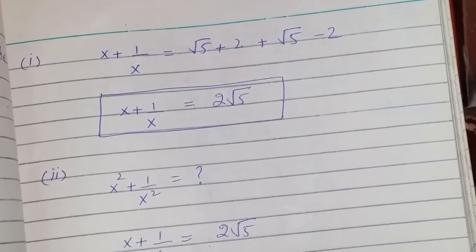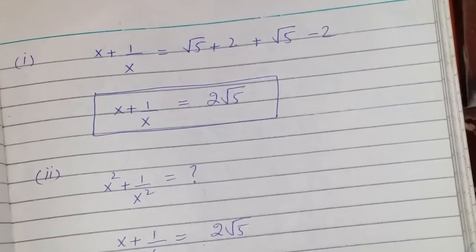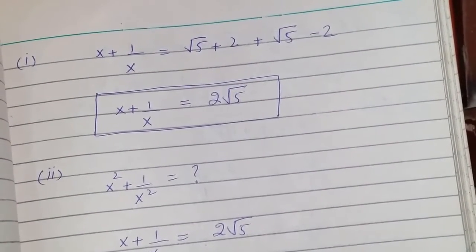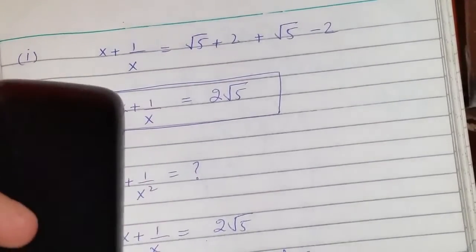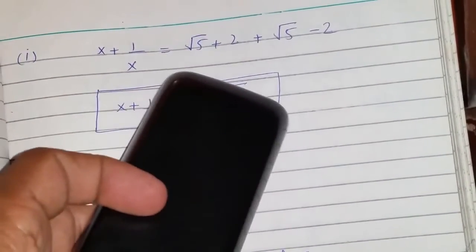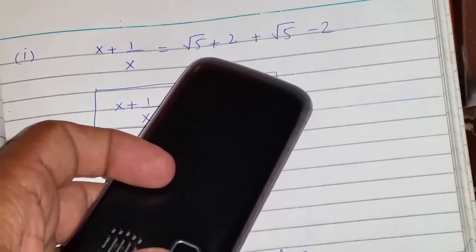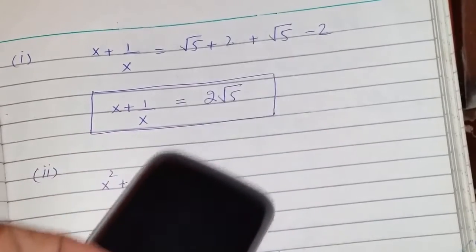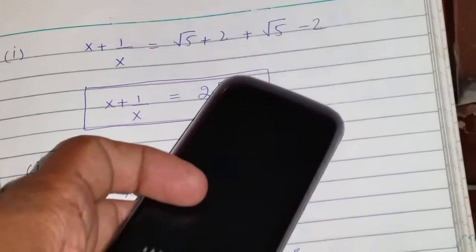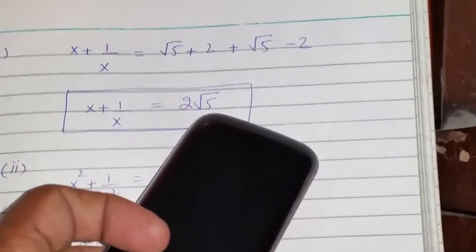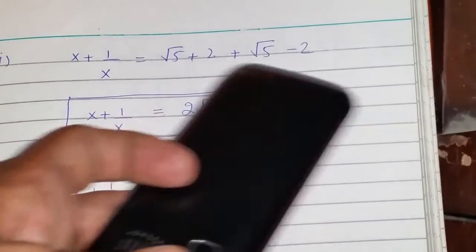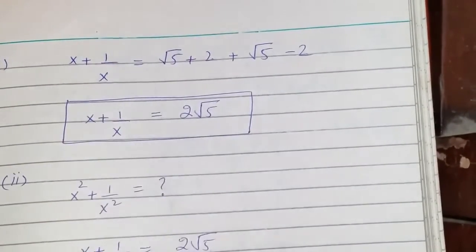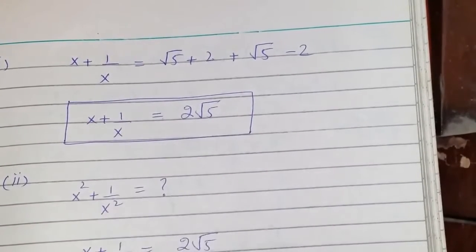Here, now I have got the values of x as well as 1 over x. So I can add x and 1 over x. That is x plus 1 over x equals, the value of x is square root 5 plus 2, and the value of 1 over x which I have generated is square root 5 minus 2. So minus 2 and plus 2 cancel out and we get 2 times square root 5. This is our x plus 1 over x value.